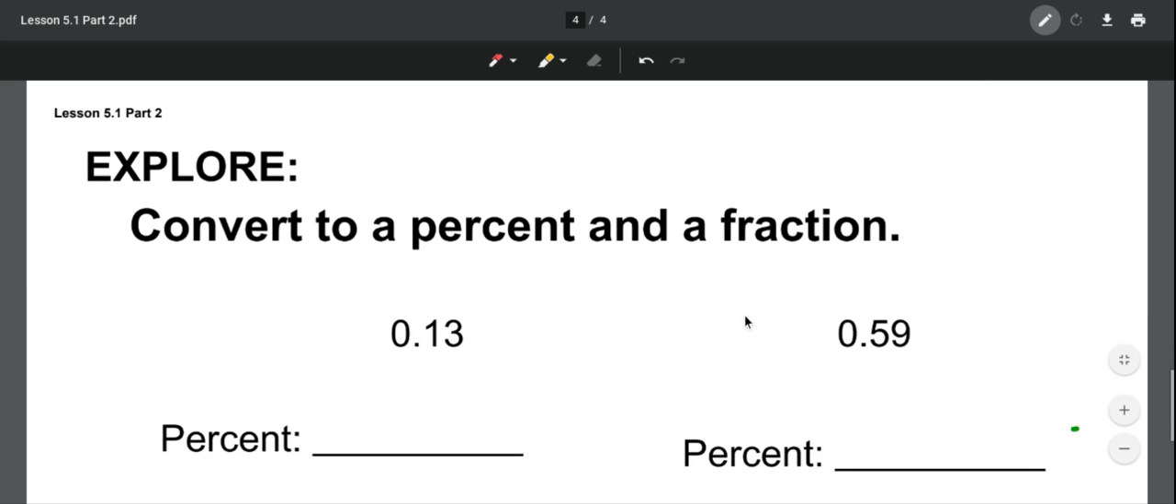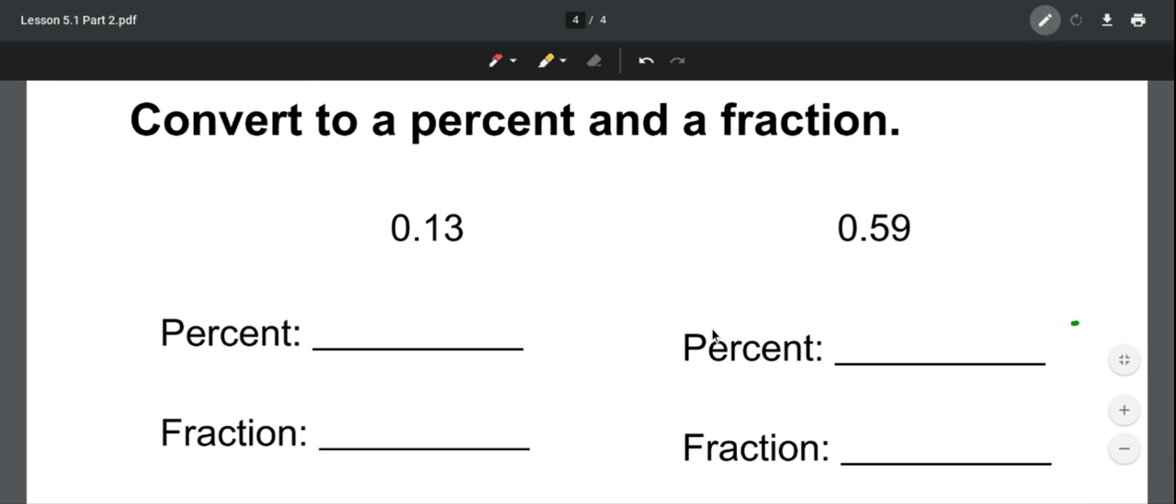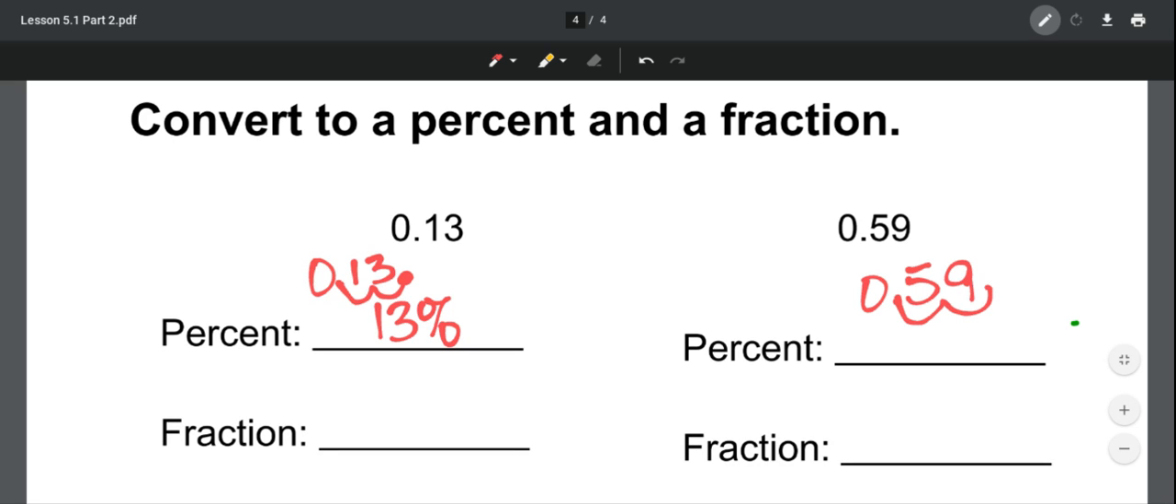Finally, in my last slide, we will be converting the following decimals into a percent and then into a fraction. Remember that in order for me to convert a decimal into a percent, we will move the decimal point over 2 places to the right. Therefore, 0.13 will equal 13%. 0.59, when moving the decimal point right 2 spots, will give me 59%.